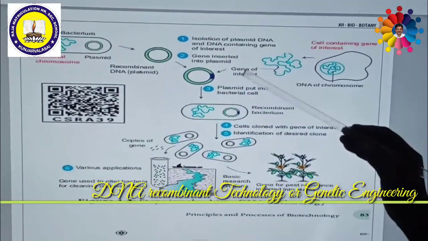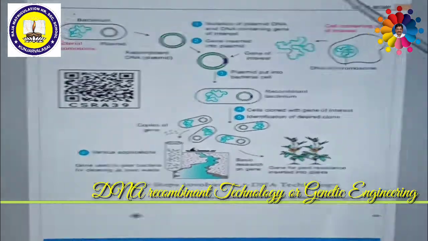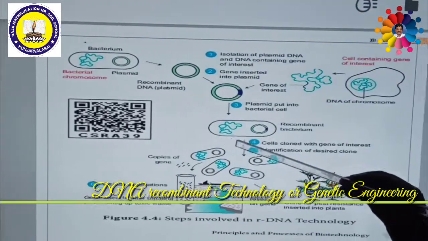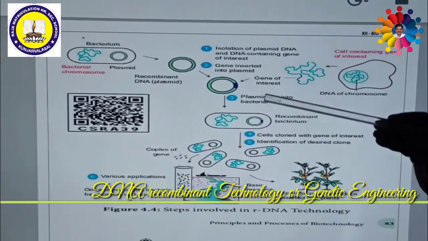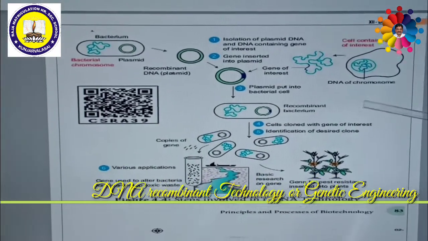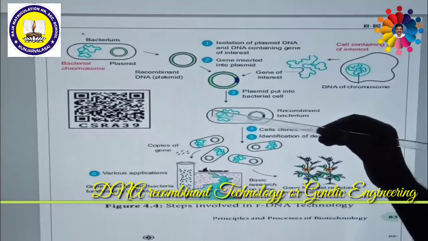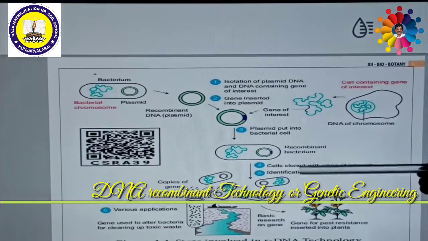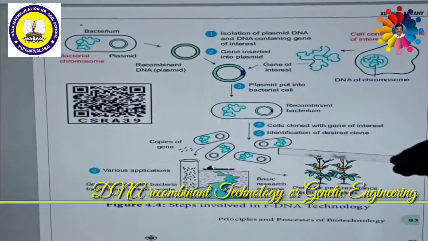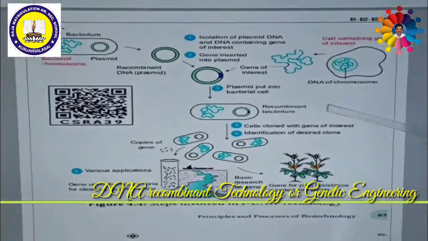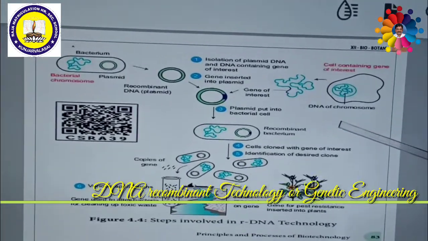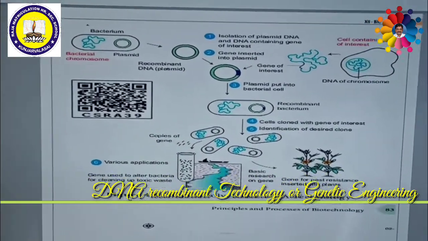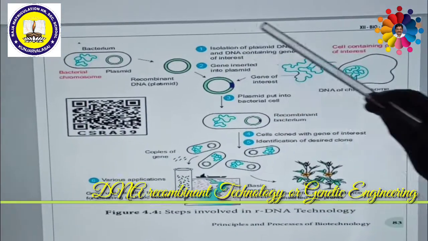Now the recombinant DNA, or rDNA, should be inserted in a new bacterial cell. This is acting like a vehicle or vector. So in this vector, this rDNA will be inserted. Inside the vector bacteria, this rDNA is multiplied in number, which will produce a huge number of copies of rDNA. From this rDNA, the gene of interest can be formed. So this is rDNA technology.